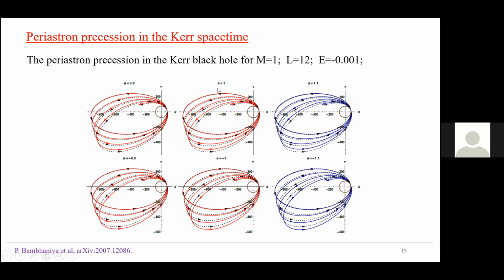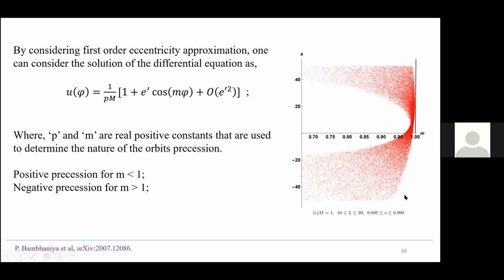If I consider the spin parameter equal to 1, then it is known as the extreme Kerr black hole. And the blue lines are for the Kerr naked singularity, where the spin parameter exceeds the value of the mass parameter. Here the plots are given for the prograde and retrograde motion of the body, so for that, I consider the spin parameter value in the positive and negative sense.